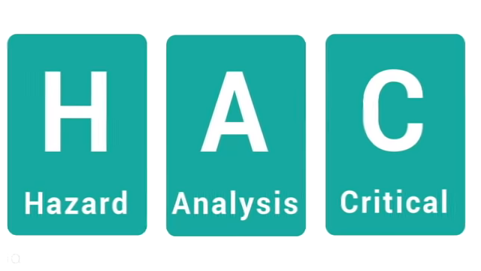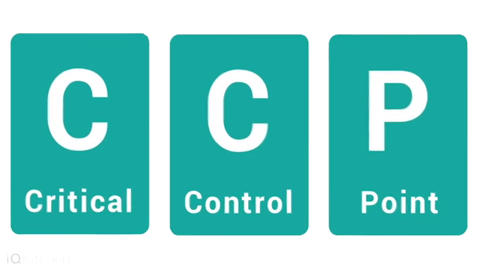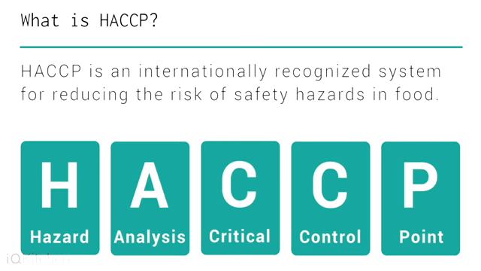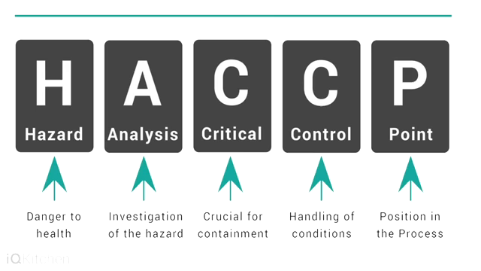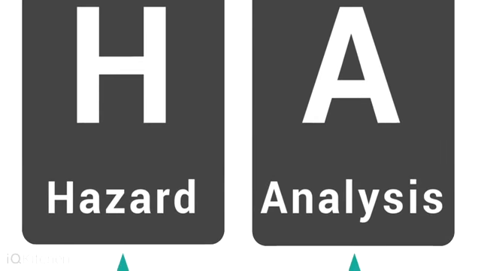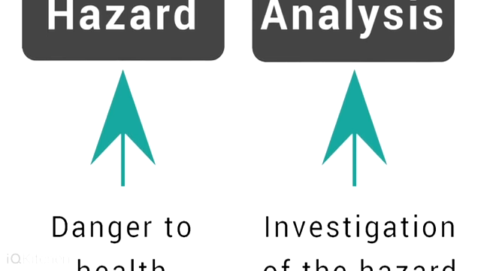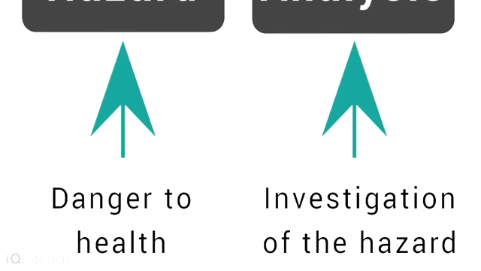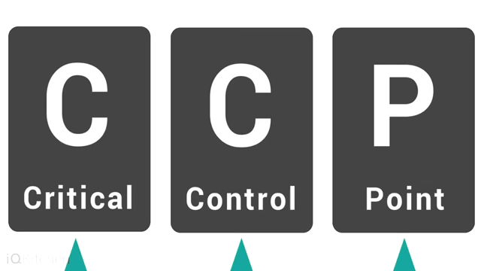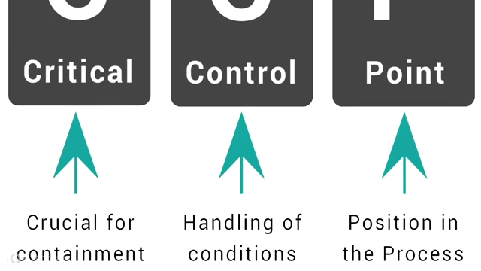HACCP stands for Hazard Analysis and Critical Control Point. HACCP is an internationally recognized preventative system for assuring food safety. The most basic concept underlying HACCP is that of prevention. A hazard analysis is a science-based and systematic process to identify possible dangers to health. A critical control point is a point, step, or procedure at which control can be applied and a food safety hazard can be prevented, eliminated, or reduced to acceptable levels.